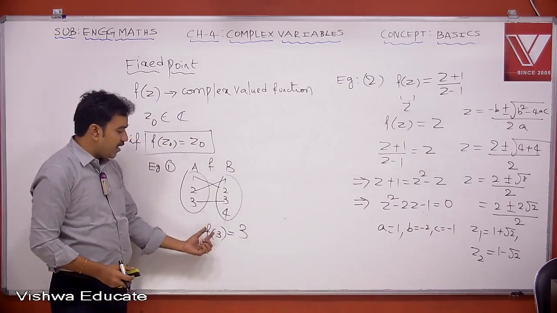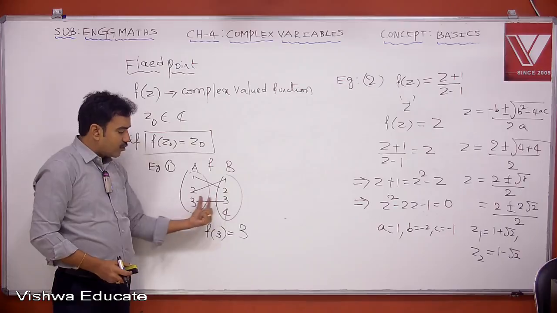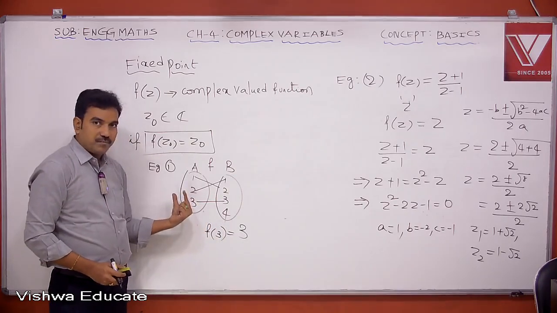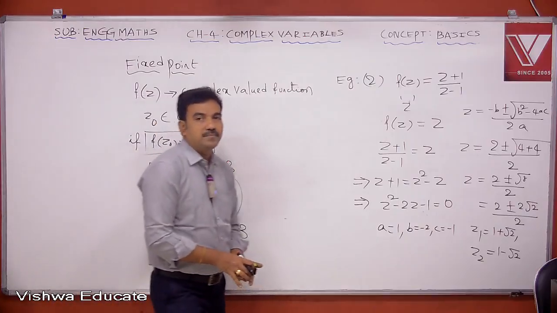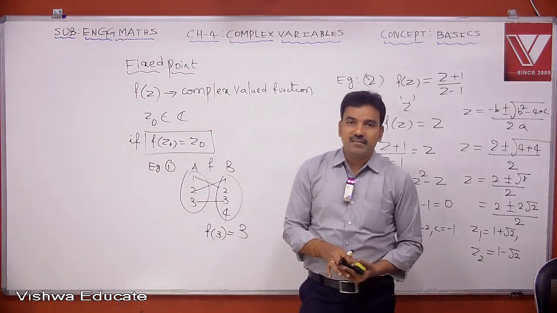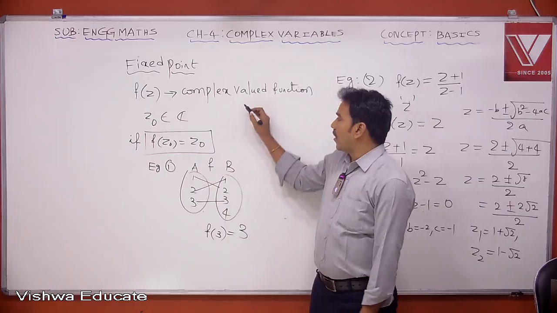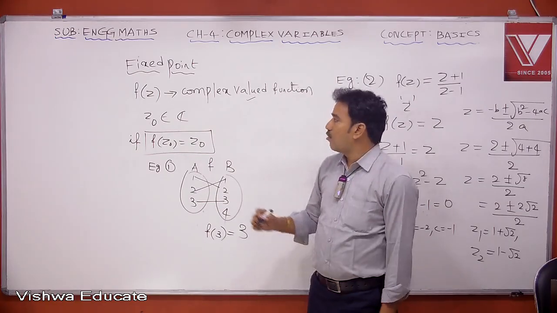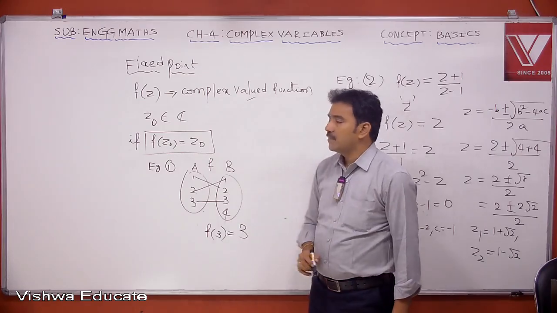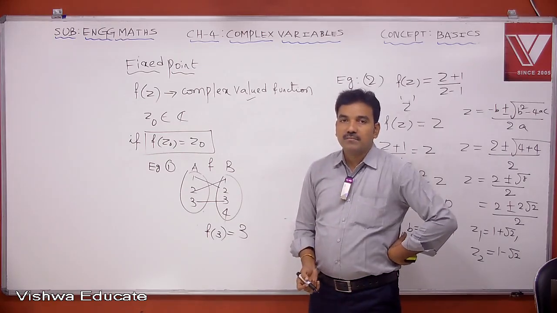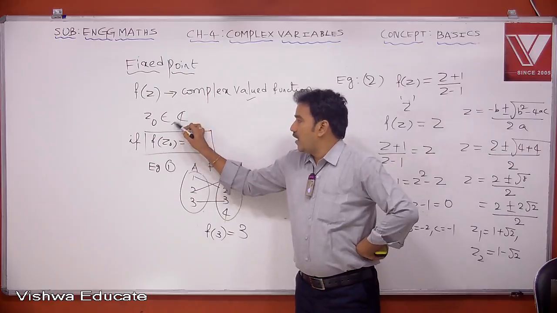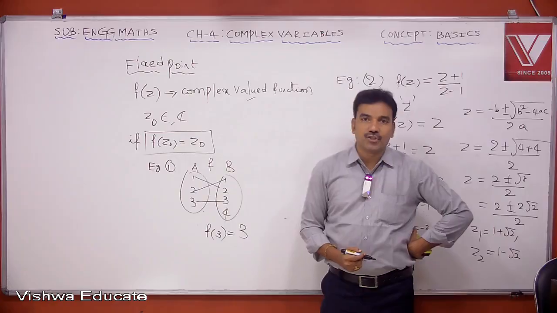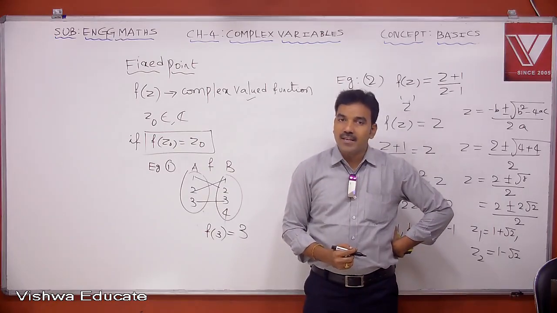But when you take a real function, just by going through the mapping, you can easily say that 3 is a fixed point of this function. Okay, note this point. Let f of z be any complex valued function and z0 be any complex number.